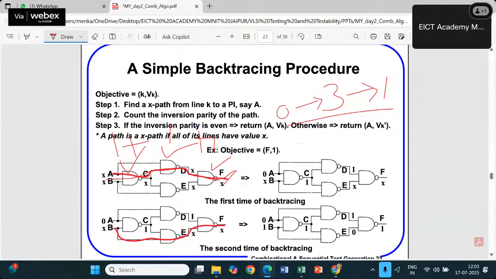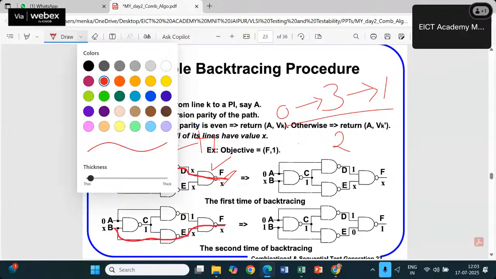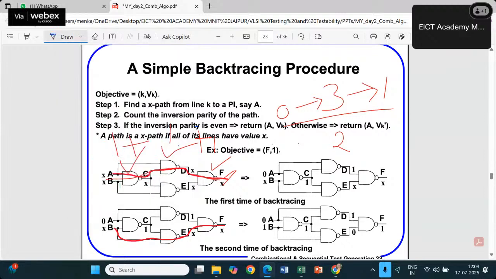Instead of that, if the number of inversions were 2, for example, if I had chosen the path with the blue line, in this case, how many inversions are there? This is one gate and this is another gate. Only 2 inversions. And what was the goal? 2 inverters and the goal is 1. What was the expected input? 1 only, right? I hope now you got it, right?